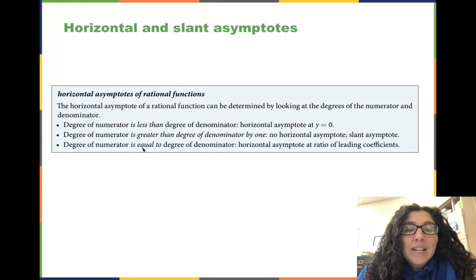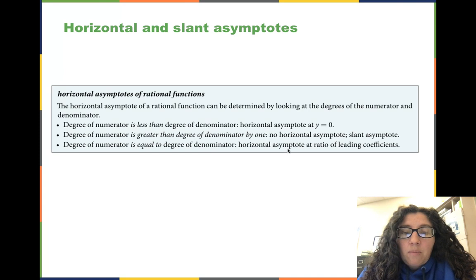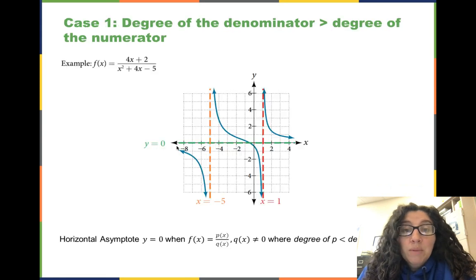Degree of the numerator is equal to the degree of the denominator: there's a horizontal asymptote at the ratio of the leading coefficients. What if it's greater than the degree of the denominator by 2 or more? You have no horizontal asymptote. Okay? So really there's 4 cases, but these are the cases where there is something interesting happening. So let's look at some examples.